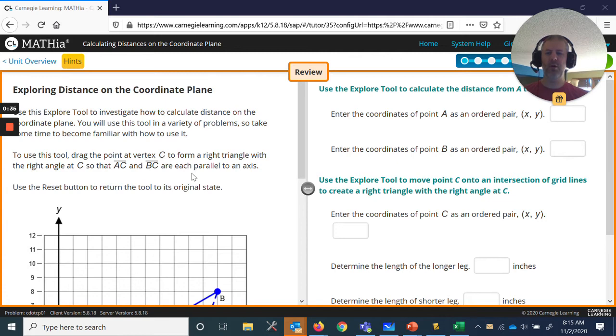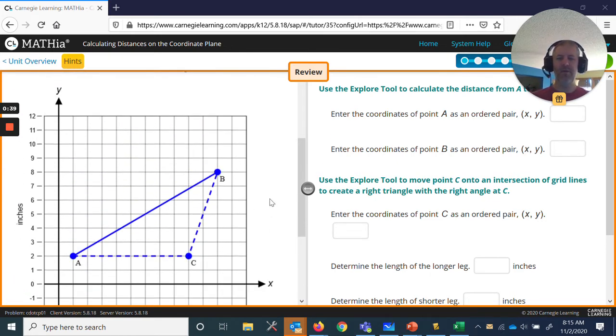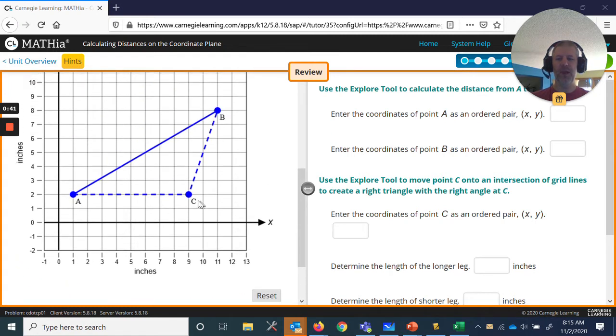Okay, so let's get to the work. Like we did in class in the Desmos activity, today is all about making right triangles. There are many ways you can make right triangles with these, but if you drag them till you find a right angle, that's great. I will caution you though, you're going to want to make a right angle that lines up on a grid line so you can actually tell what the coordinates are.